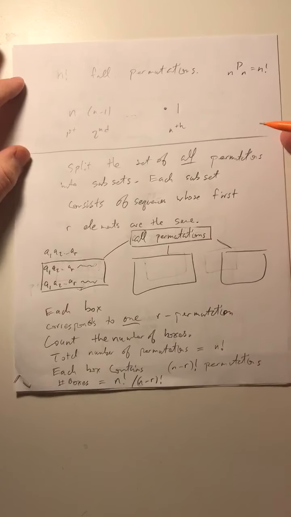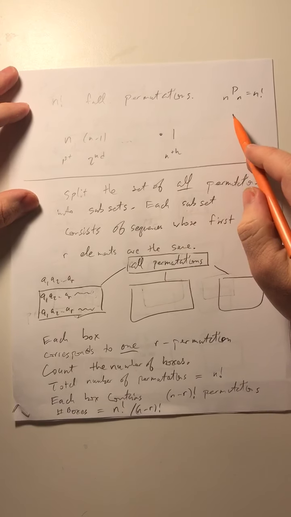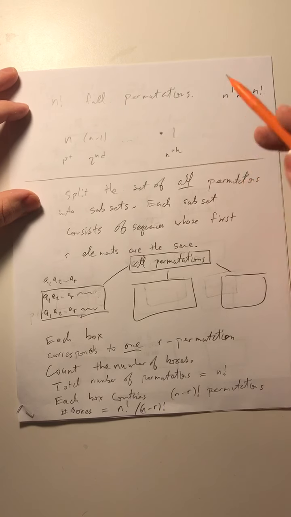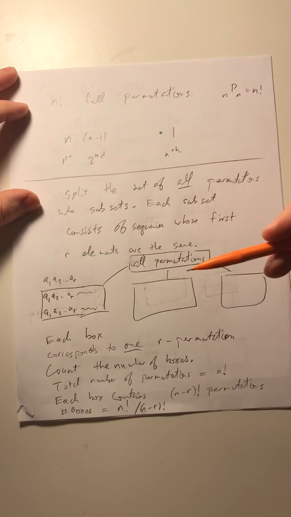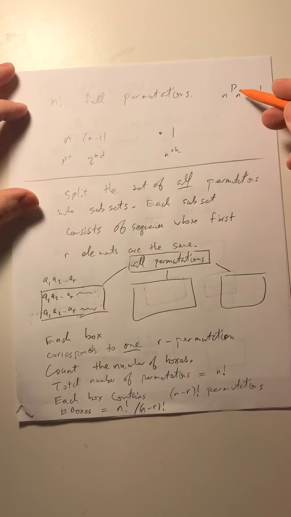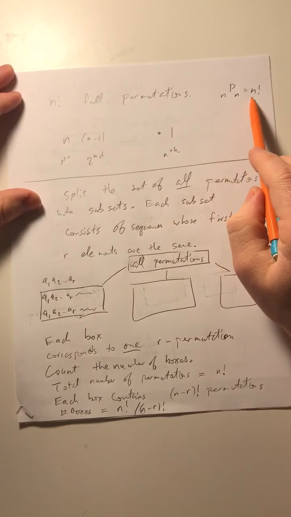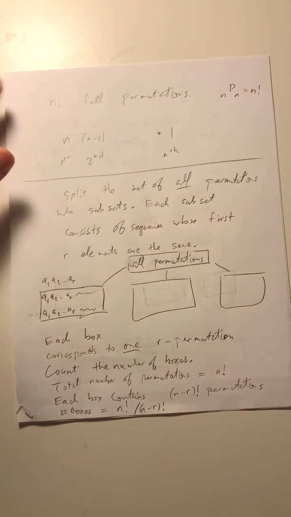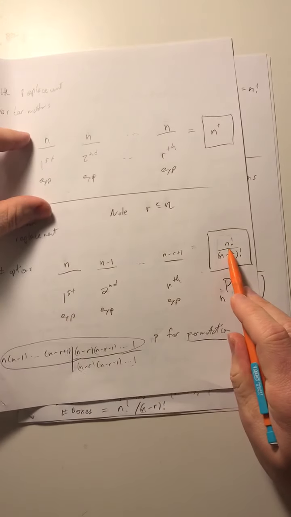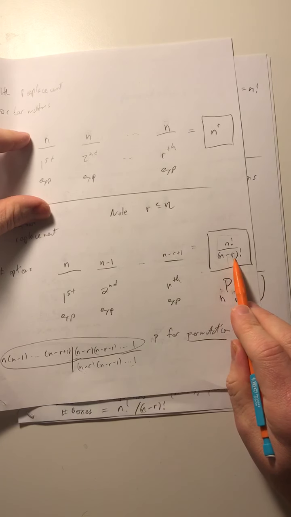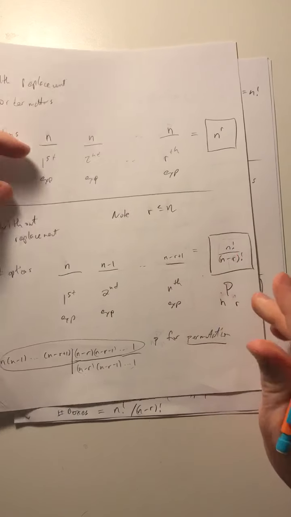So what about nPn? If I have n options for my first choice, and I'm going to make n choices, then nPn is just n factorial. If we look back at n factorial over n minus r factorial, if r equals n, then n minus r is 0, 0 factorial is 1, so we just get n factorial.